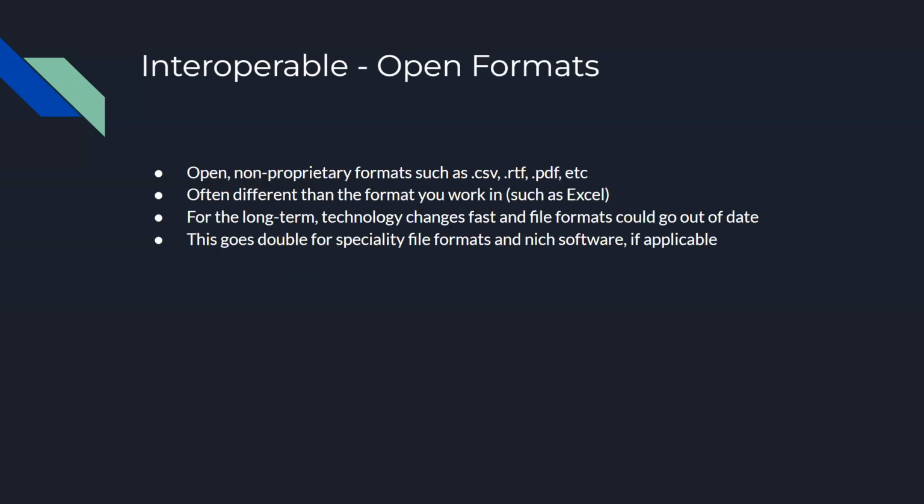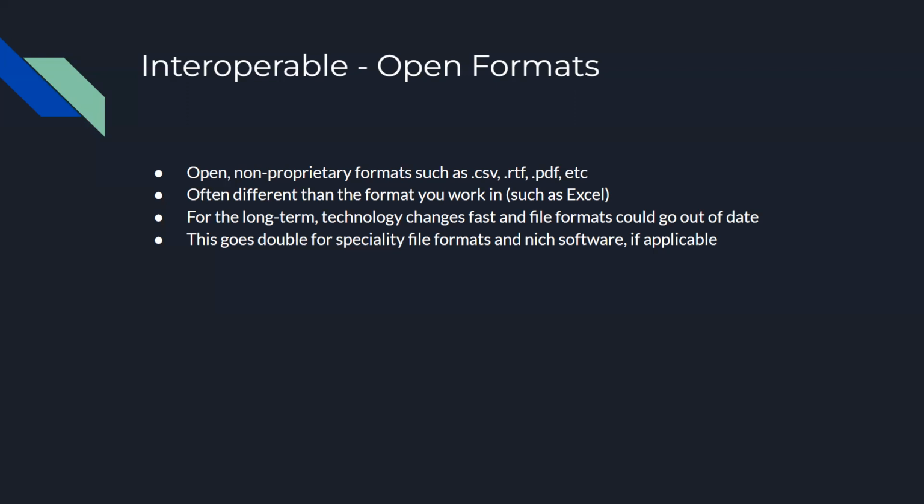So first off, open file formats. It's important when you're sharing your data to use open, non-proprietary file formats that are easily accessed by lots of different types of programs. So think of things like .csvs, .rtfs, .pdfs. These are really generalist file types that are openable by pretty much any program out there. Oftentimes they'll be different than the file format you work in. For example, most people work in the Excel file format for their spreadsheets because pretty much everyone uses Excel these days. However, when you're sharing your data, it'd be better to share it in the .csv file format rather than the Excel file format.